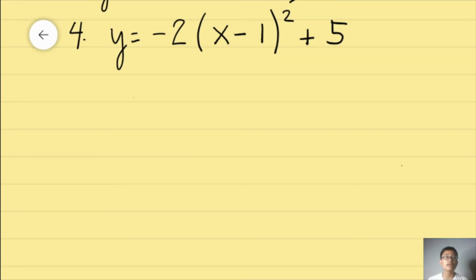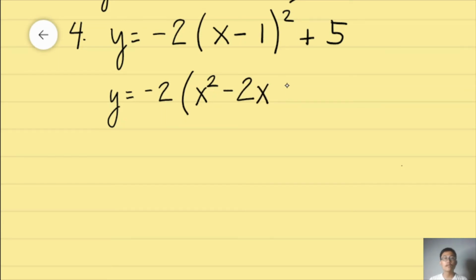Gagawin natin siyang general. In this case, unahin natin yung merong square. So that becomes y equals negative 2 sa quantity of, ito muna, no? X. So square the first term. So x squared minus yung gitna, x times 1 times 2. That is 2x. Negative 1 squared, that is magiging plus 1. Then, copy plus 5.